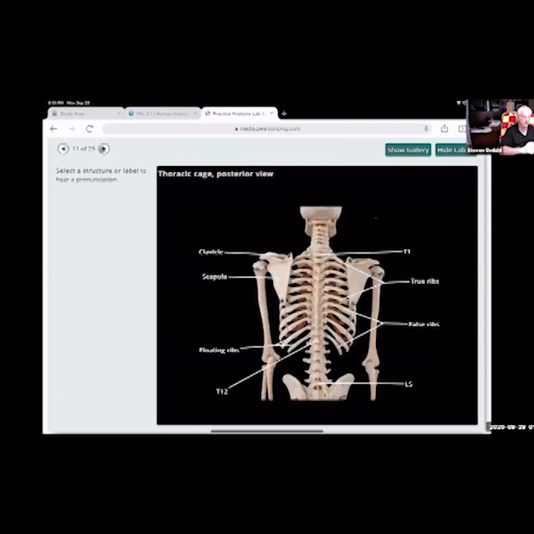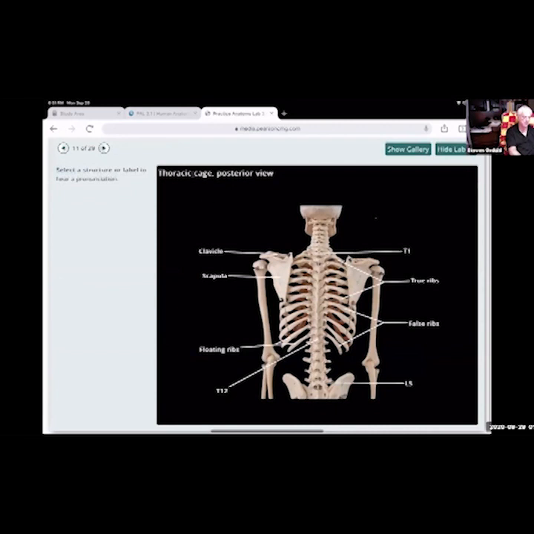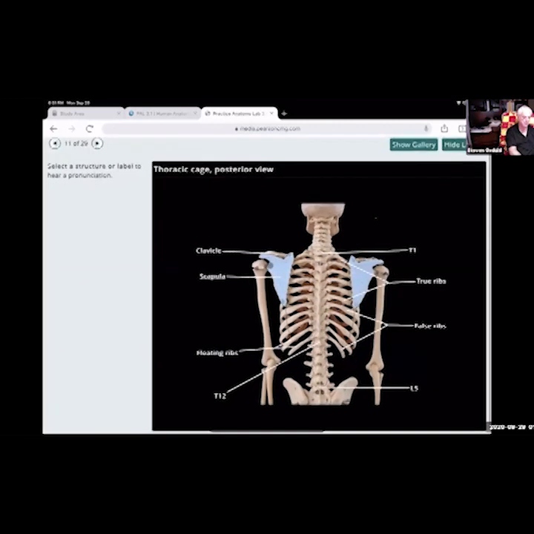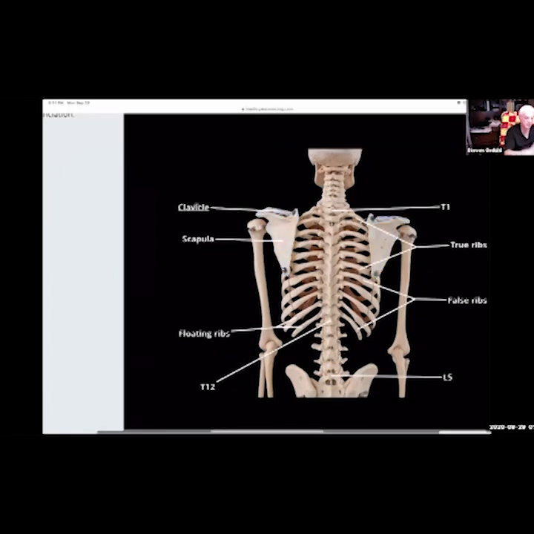Okay, look at the posterior view. You can see the clavicle. There's a collarbone. You see how it runs between the sternum and the scapula, the acromion process of the scapula. There's your scapula below that. These are your floating ribs, numbers 11 and 12. So that's T12. L5 is your fifth lumbar vertebra, last lumbar vertebra before the sacrum.